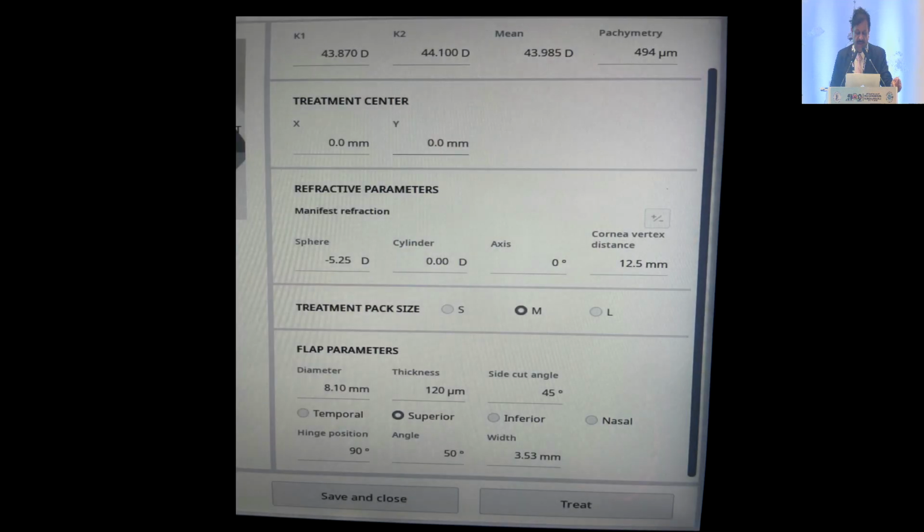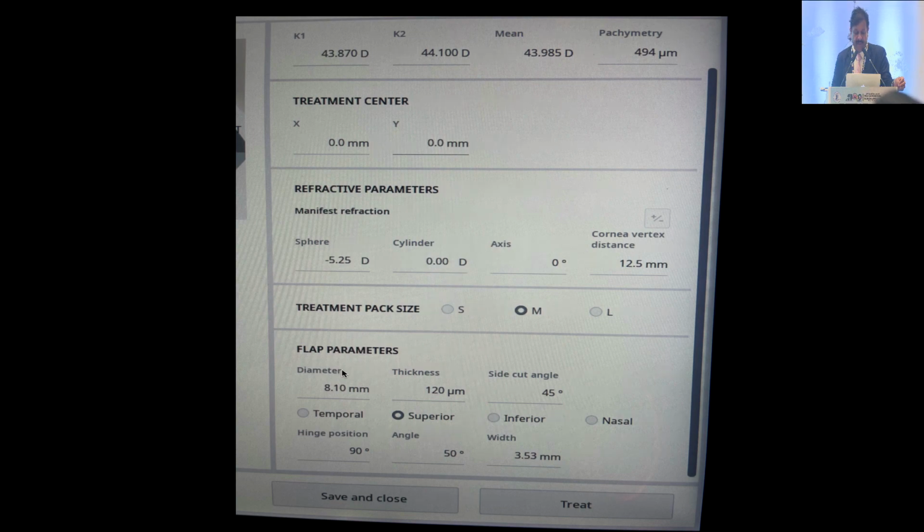What are the parameters which can be altered or titrated when you're doing a femto-based platform? Now this is very, very important. These are the K readings which can be entered, and the pachymetry. The treatment can be centered with the X and Y coordinates which can be taken on a topographer, the Atlas very specifically here, so the treatment can be centered right onto the visual axis. The flap can be taken on the visual axis. Then you have the refractive error, which is not required here.